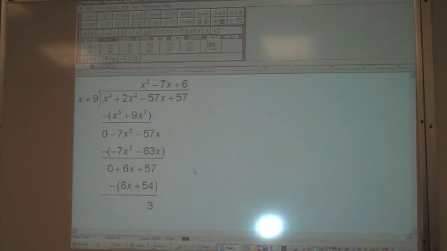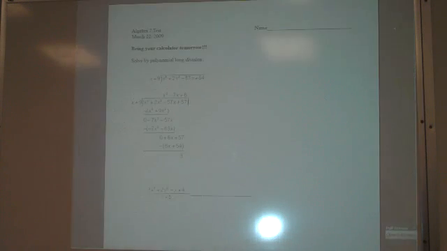So wait, it's a remainder of 3. Actually, this should go further over because you should see that the 57 was brought down. This should be under the 57. Yep, remainder of 3. You know what? This is not as good as it's going to get. And do you write the remainder of 3 like 3 over square root x plus 9? What is that? I got the remainder again.